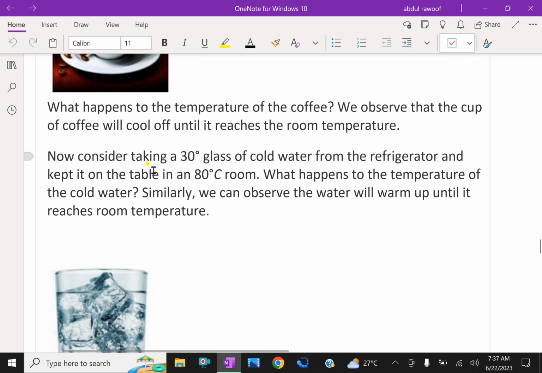Now consider taking a 30 degree Celsius glass of cold water from the refrigerator and keeping it on a table in an 80 degree Celsius room. What happened to the temperature of the cold water? Similarly, we can observe the water will warm up until it reaches the room temperature. That means from higher temperature to lower temperature, any material cools down.